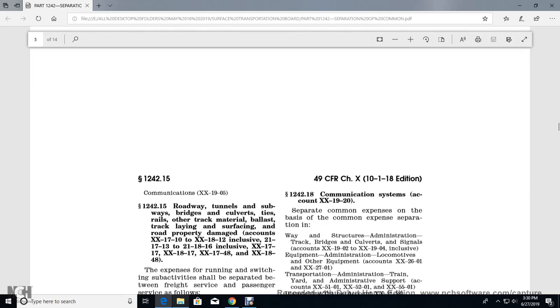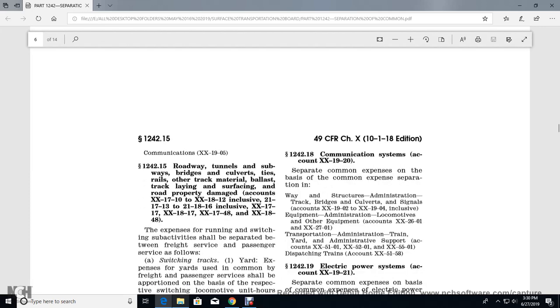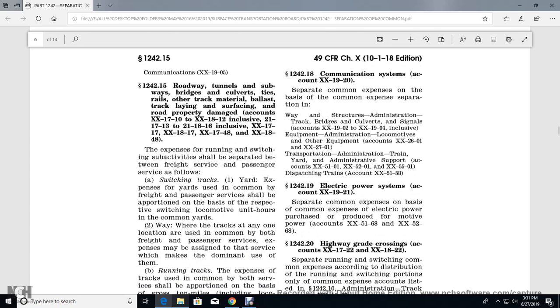Equipment Ministry of the Locomotive, the other equipment is XX 2601 and XX 2701. Transportation Ministry of the Train Yard Administrative Support for the accounts XX 5101, 5201, and 5501. Dispatching accounts XX 5158, 124219. Electrical Power System Accounting XX 1921.